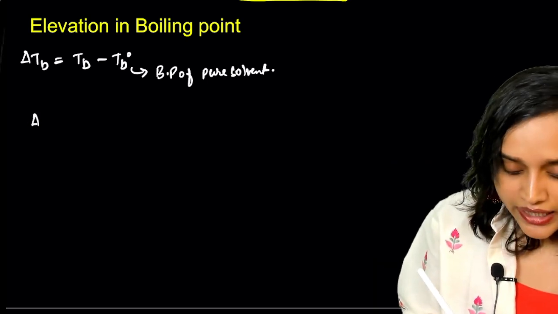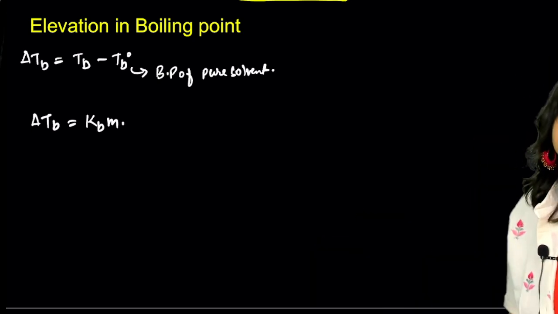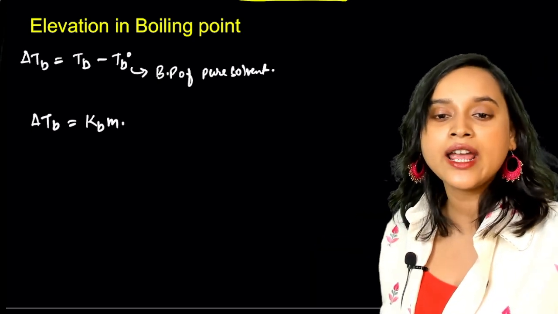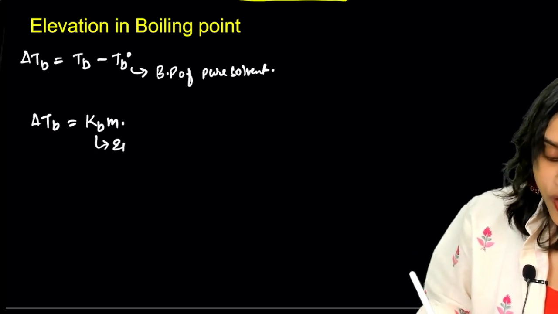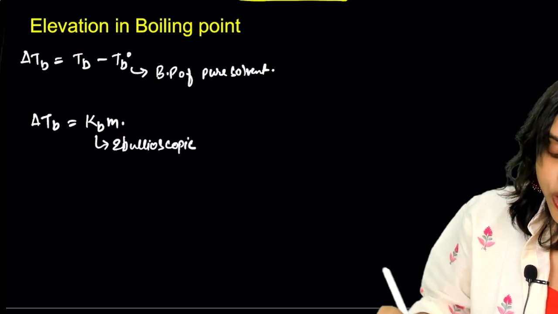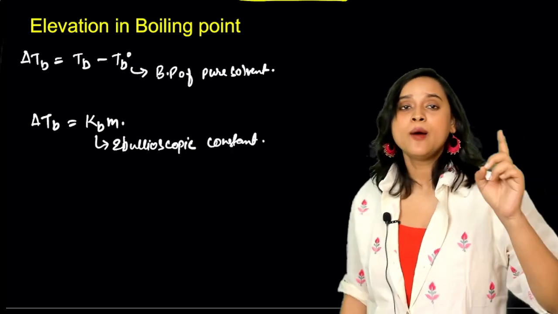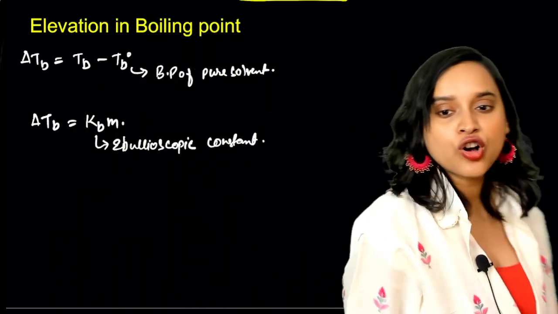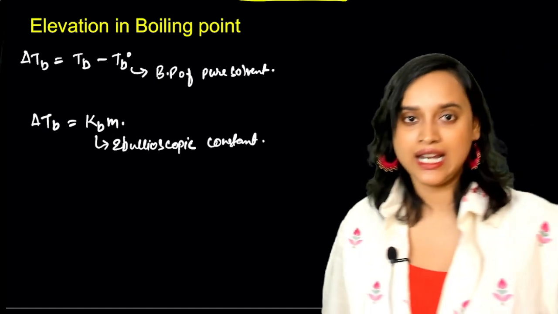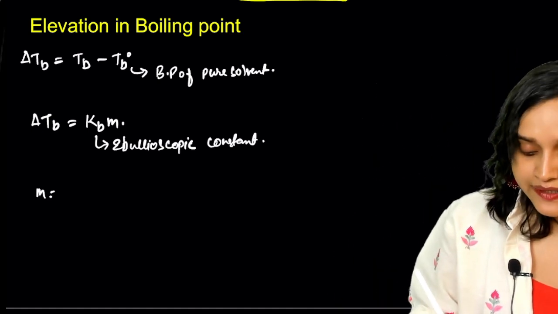Now the expression that we have is delta TB is equal to KB multiplied with M. Yes, what is M here? M is your molality. And what is KB? KB is called your ebullioscopic constant. It is also called the molar elevation constant. It is also called the boiling point elevation constant. Understood? Acha. Now tell me, what is M equal to?